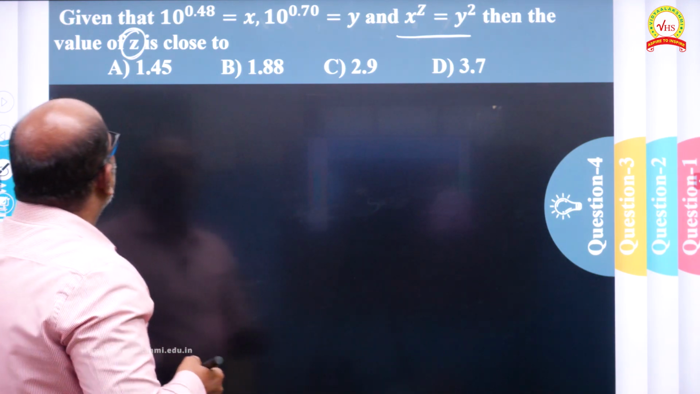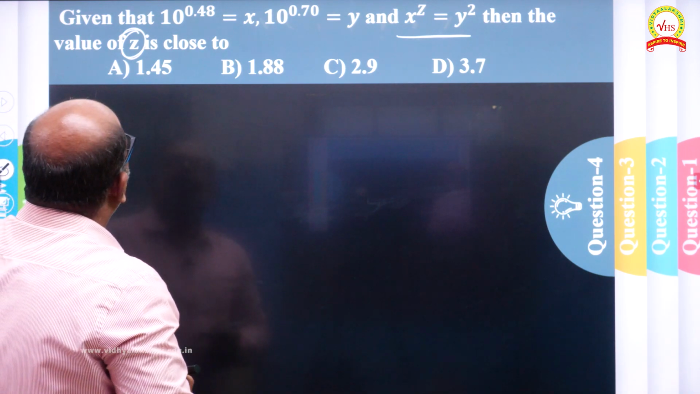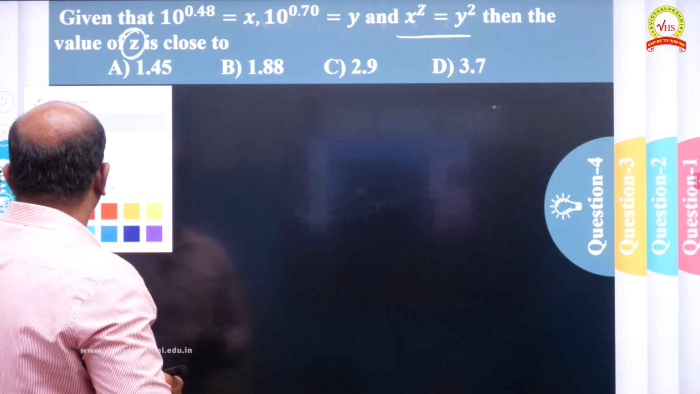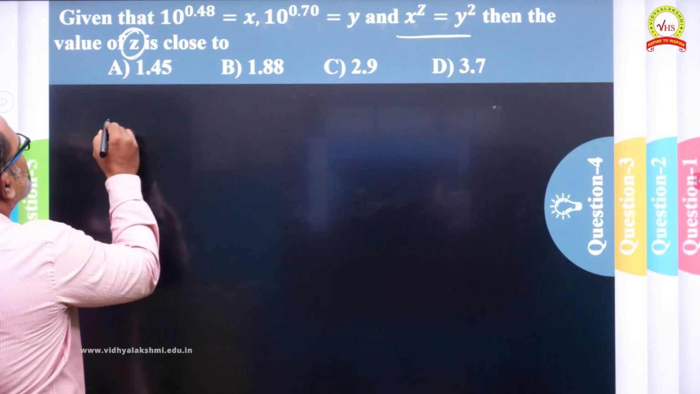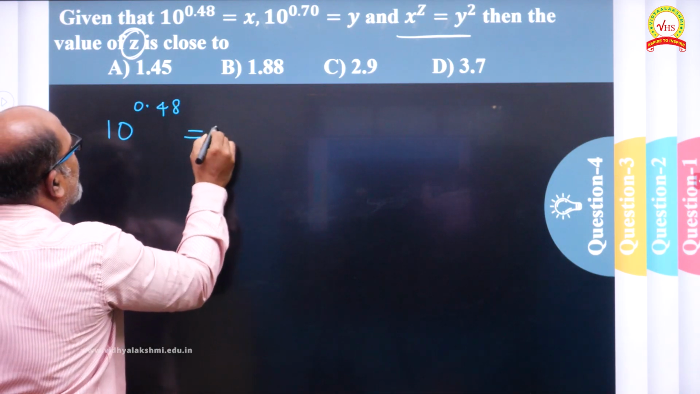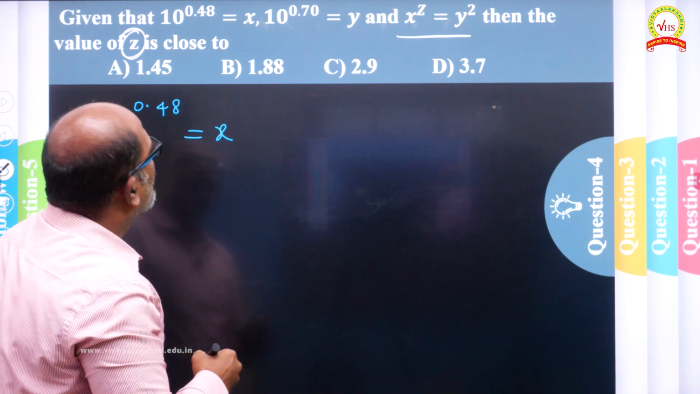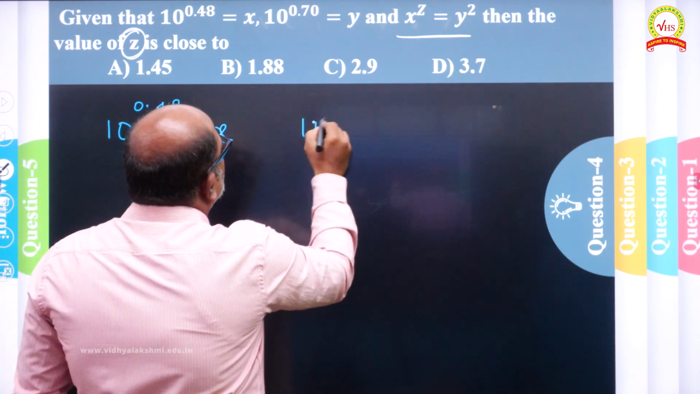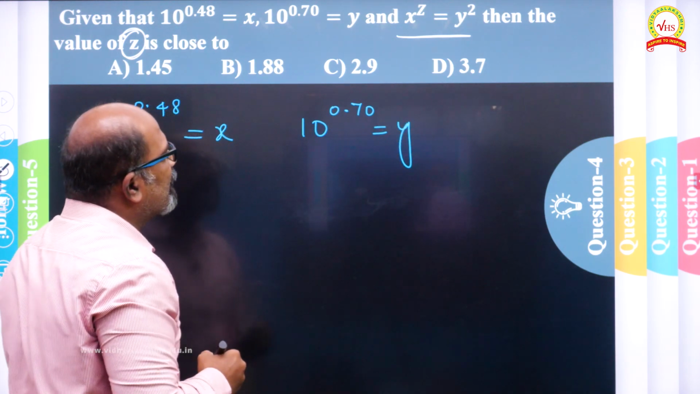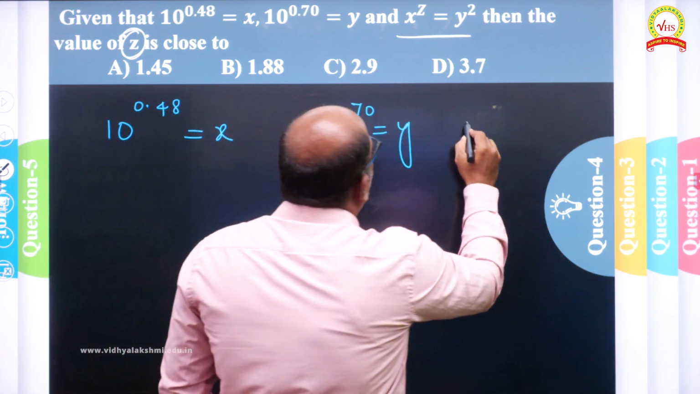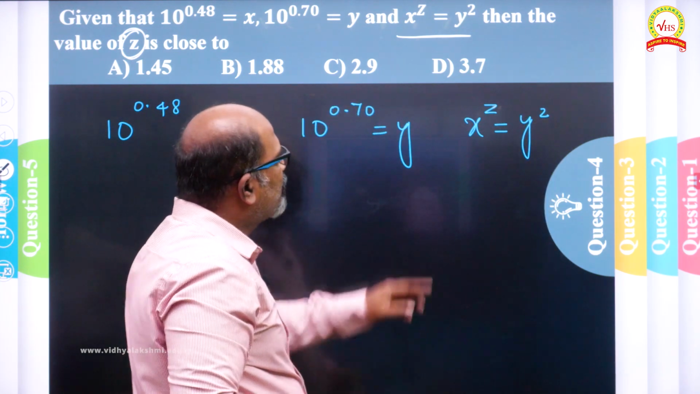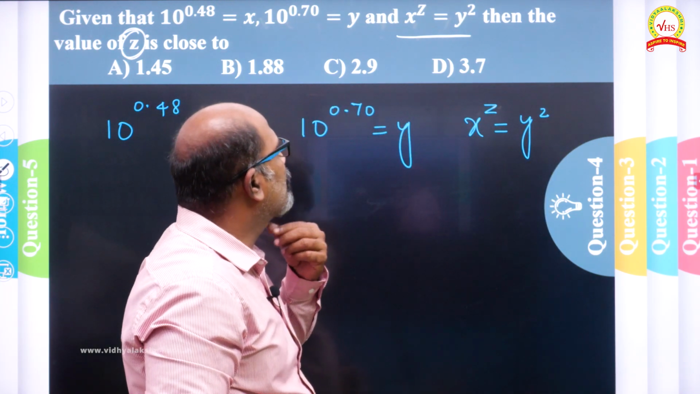Okay. I want to take the given expression carefully. This 10 power 0.48 is equal to x, it is given, and then 10 power 0.70 is equal to y, the second expression, and at last we are having x power z is equal to y square. So x power z equal to y square.